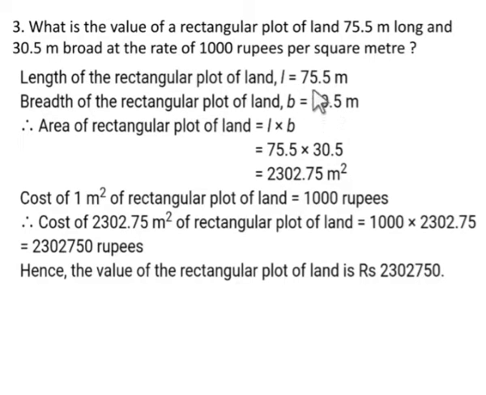Now as these are the length and breadth of a rectangle, we will take the area of rectangular plot of land, that is length multiplied by breadth. Here length is 75.5 and breadth is 30.5. So we will write it in place of length and breadth and then multiply it. You will get it as 2302.75 meters square. So this is the area of the plot.